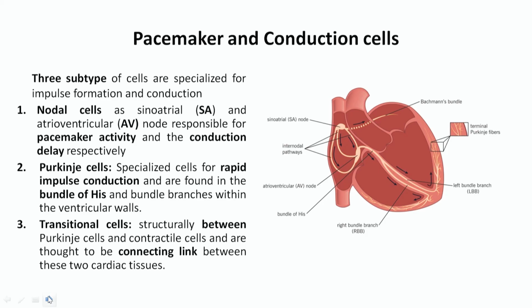Then another one is the Purkinje cells. These are specialized cells required for the rapid conduction of impulses, found in the bundle of His and its bundle branches within the ventricular wall.